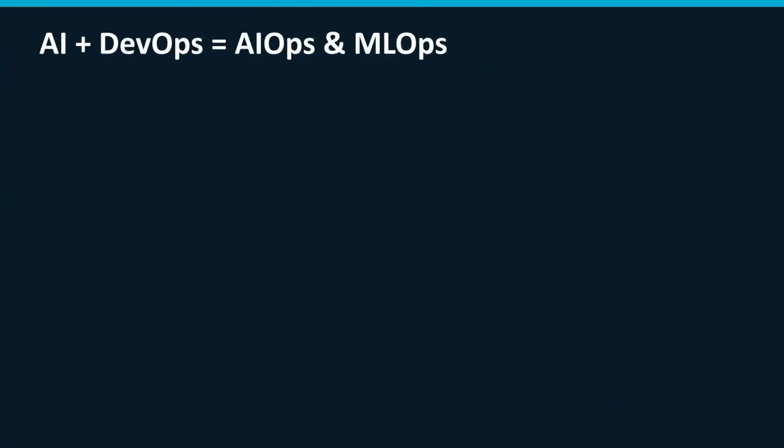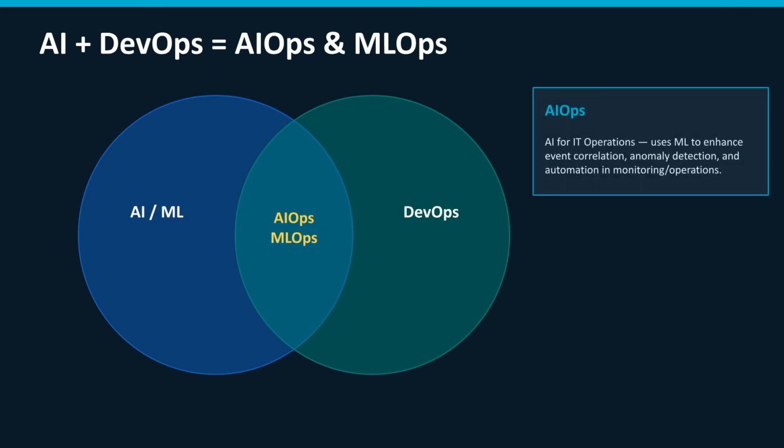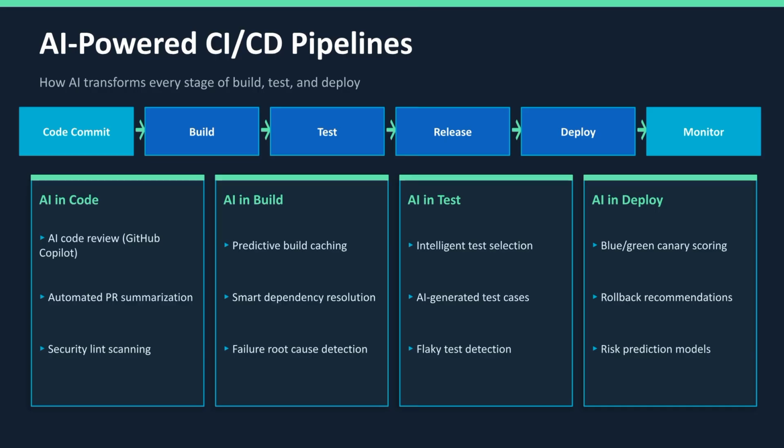When AI/ML intersects with DevOps, it creates AIOps and MLOps. AIOps applies AI for IT operations, improving monitoring and anomaly detection. MLOps focuses on applying DevOps practices to the machine learning model lifecycle. AI transforms every stage of the CI/CD pipeline.